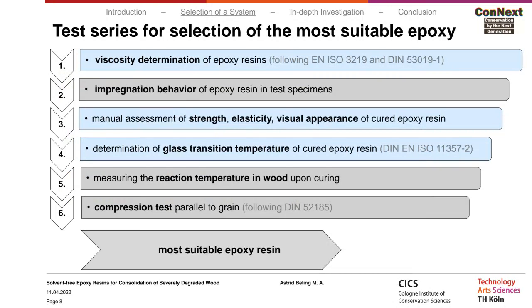To design a test series to evaluate the suitability of the individual epoxy resins, the requirements of the ideal consolidant were employed. Experiments on the epoxy resins are highlighted in blue in the table, and the gray background indicates the testing on consolidated wood. As the table shows, it was a successive and interrelated test series. Firstly, I defined a cutoff threshold for each criterion. And secondly, I used the principle of exclusion. If an epoxy resin didn't fulfill one or more defined requirements, I excluded it.